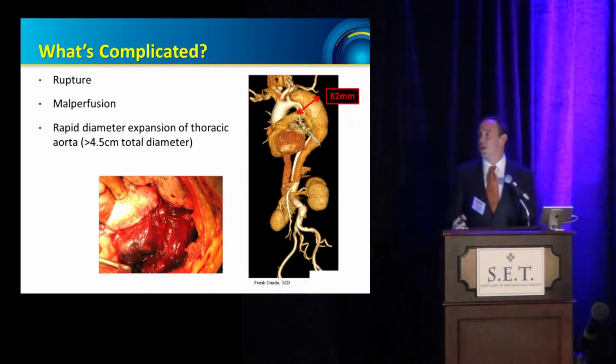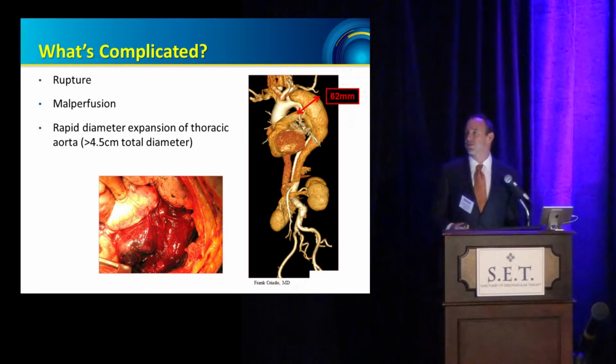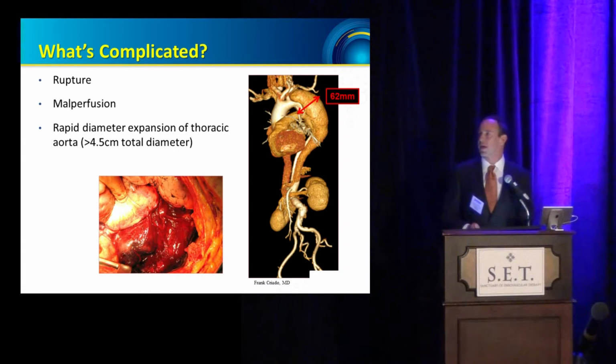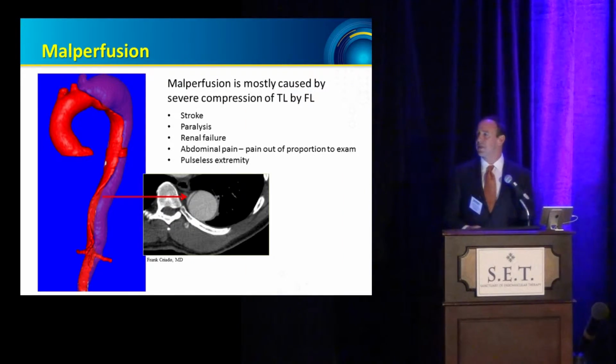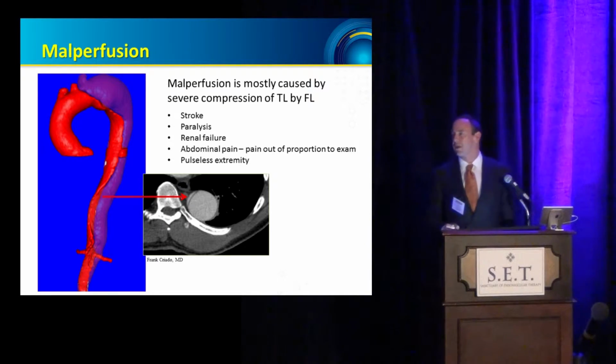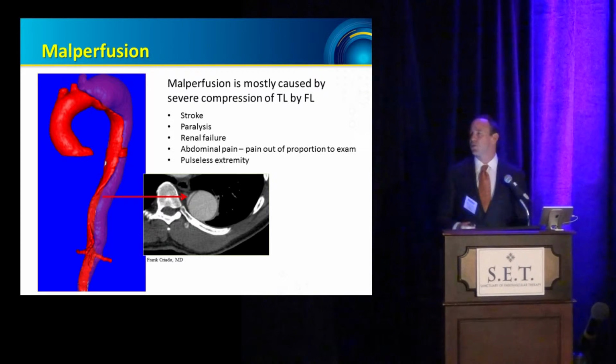So really, what's complicated? Rupture, malperfusion of any of the visceral vessels or the legs, and then again, rapid thoracic diameter expansion with continued chest pain. You can see here, malperfusion is typically due to the false lumen expanding and crushing down the true lumen, especially when the visceral and/or renal vessels come directly off the true lumen. It can result in paralysis, renal failure, abdominal pain if the SMA is occluded. If you have a complicated type B dissection with SMA thrombosis, that typically entails roughly about a 30% mortality. And then finally, pulseless lower extremity.